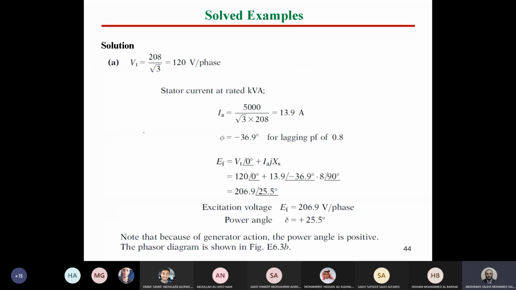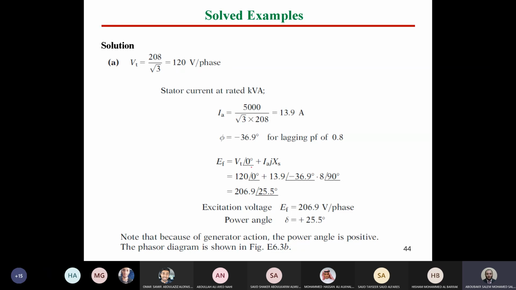So V phase equals 208 over square root of 3 because it's star connected, and the stator current can be calculated as S rated, which is given as 5 kVA, over square root of 3 multiplied by 208 volt. So this is the rated current. And the power factor is given as 0.8 lagging, so we can easily substitute now in the equation.